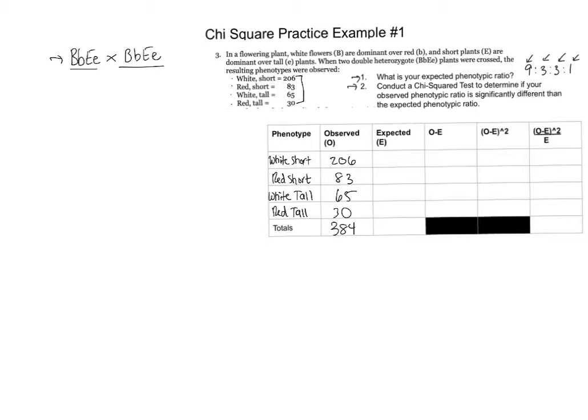But I want to show you where that comes from. You can do this by making the large Punnett square, or you can do this by doing some straightforward probability calculations. So I'm going to walk you through one of those calculations to give you an example. Okay, so let's take the white short phenotype.